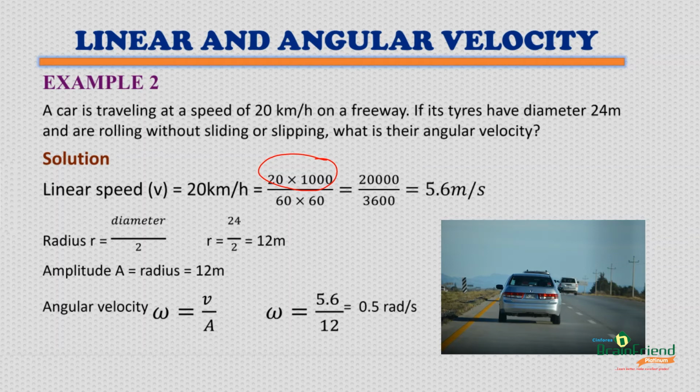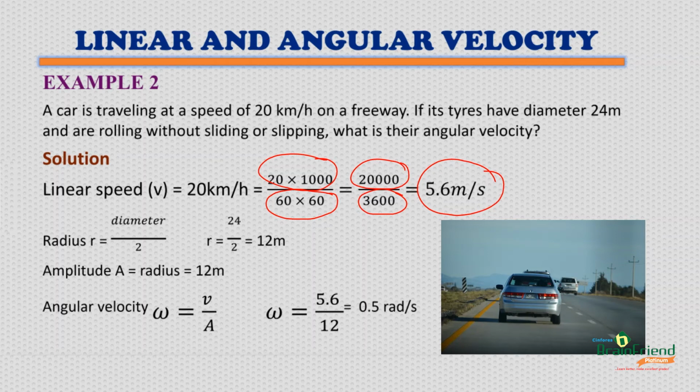Therefore, to convert 1 hour to seconds, we have 60 times 60. 20 times 1,000 gives us 20,000 and 60 times 60 gives us 3,600. When 20,000 is divided by 3,600, we have 5.6 meters per second.